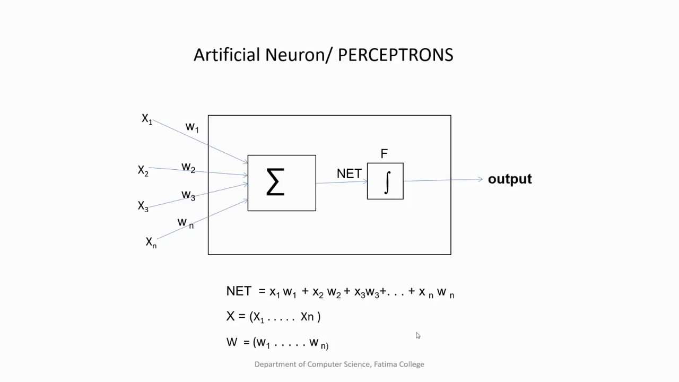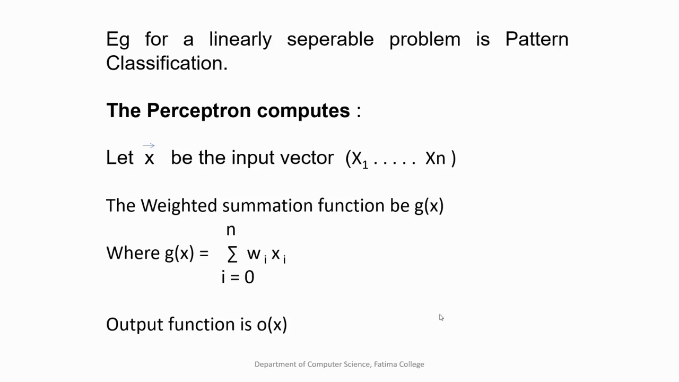So with this, what we are going to learn now is how the perceptrons are made to learn, how they correct themselves, and how finally they produce the exact output that we are expecting it to generate. For that example, we have taken the linearly separable problem, which is a pattern classification problem.